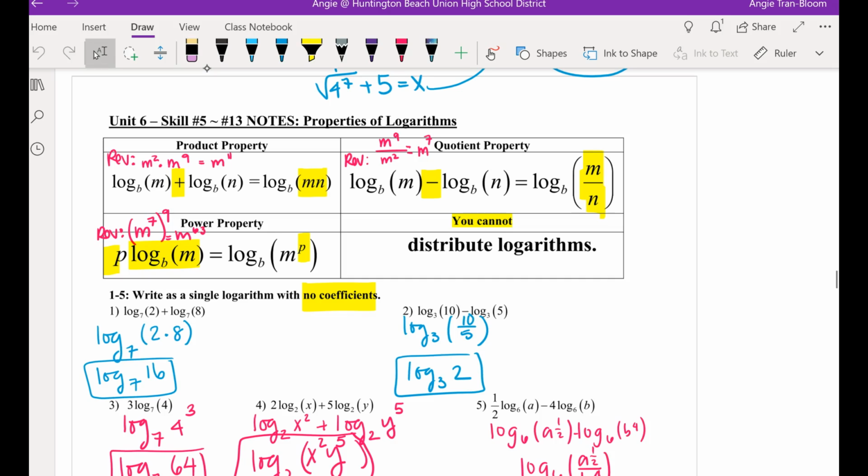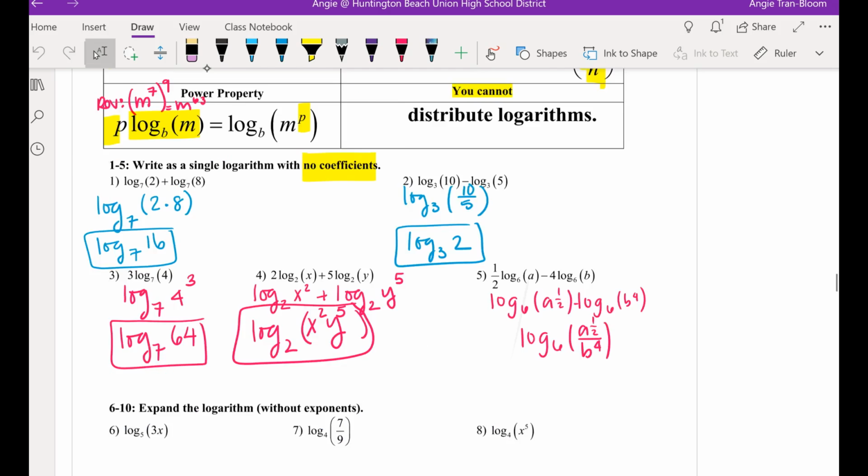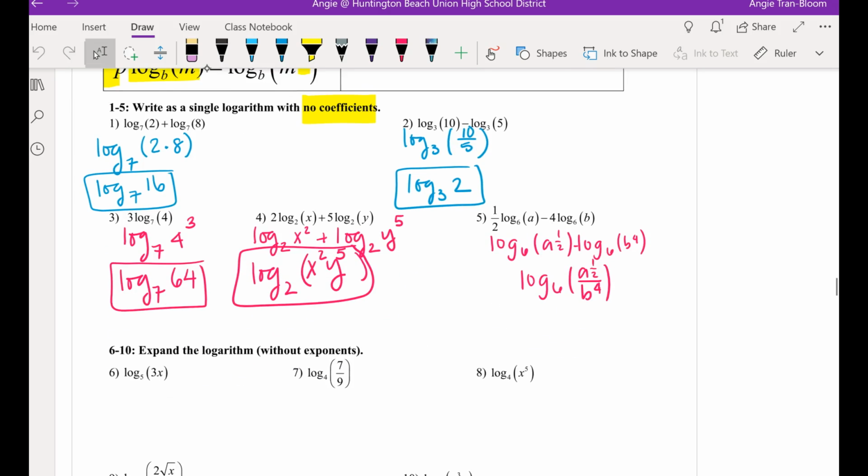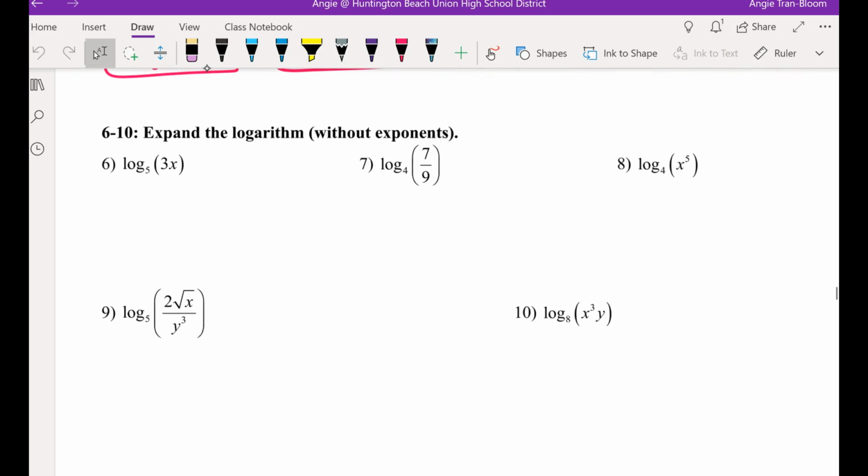Okay? All right. So last week we compressed all of the logs. You guys remember this? So today, guess what we're going to try to do? The opposite. We are going to expand it. Okay. So can you please, McKenna, help me read the instructions for example 6 to 10.